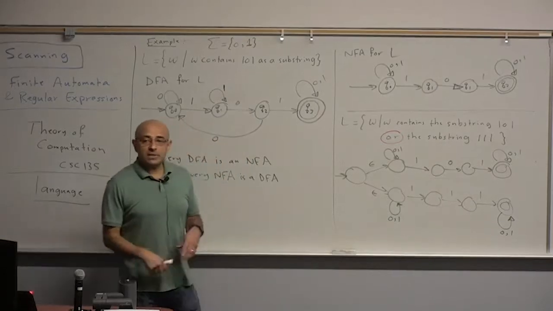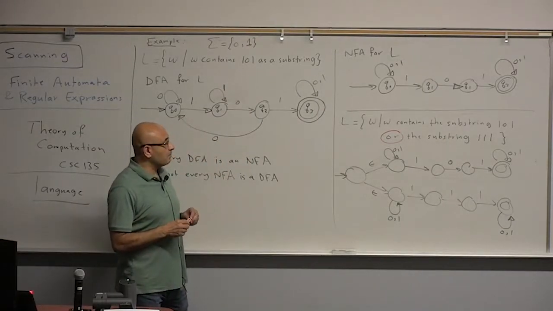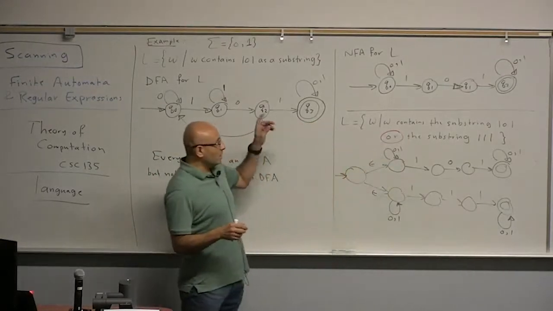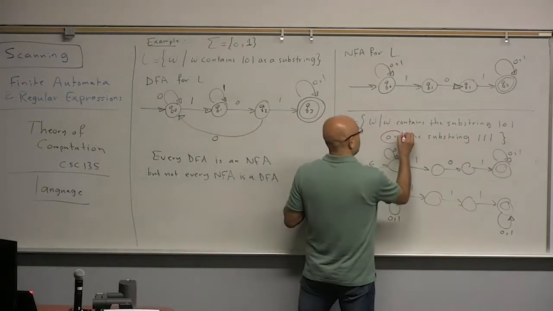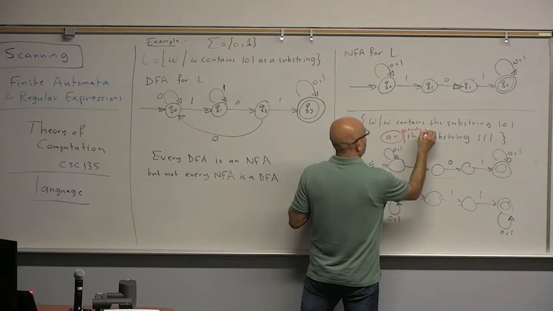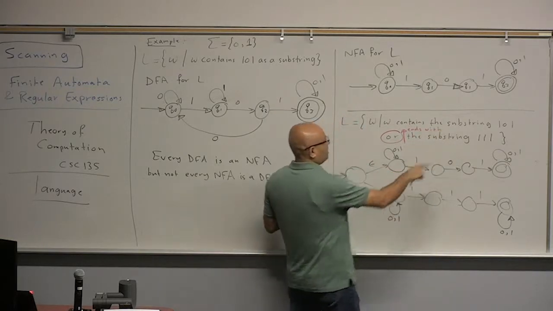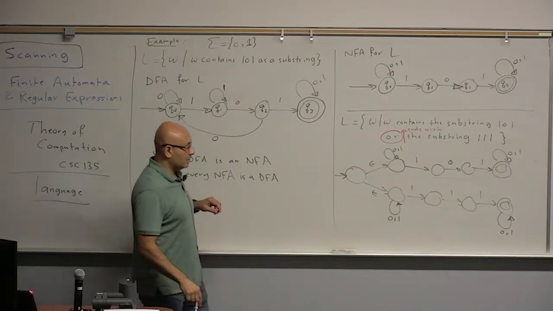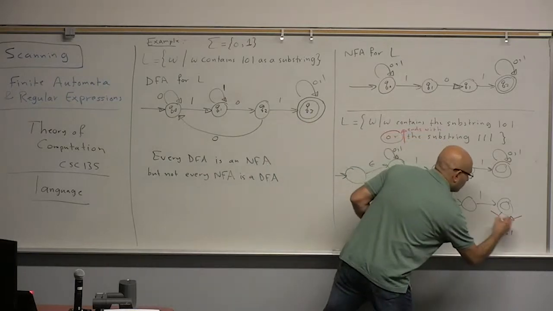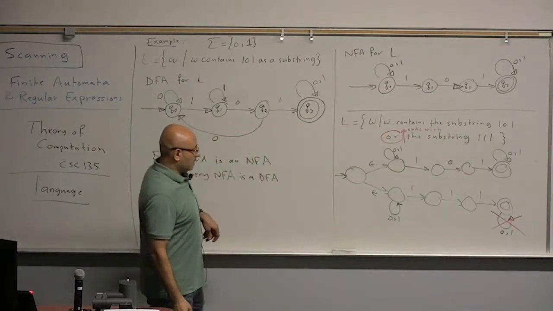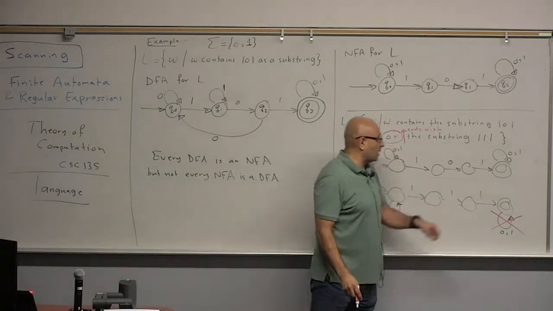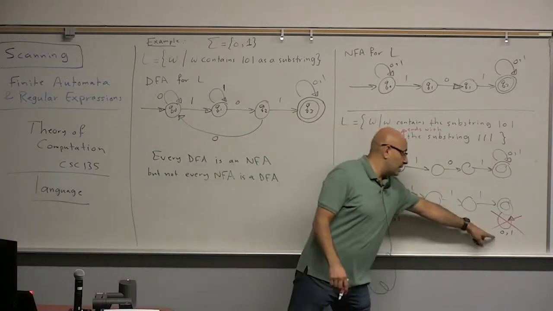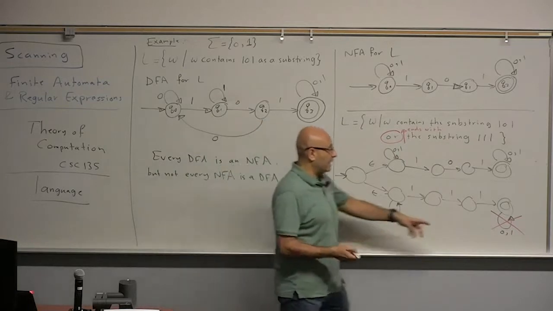Okay, and again, one little exercise to refresh your memory. What if we change it to contains the substring 101 or ends with the substring 111? On the substring 111, get rid of the loop on the final state. Exactly. So all we need to do is to get rid of this. Now we're saying that the string must end in 111. Okay, so with this change in the language in red, we have this NFA. So we no longer need the last loop.